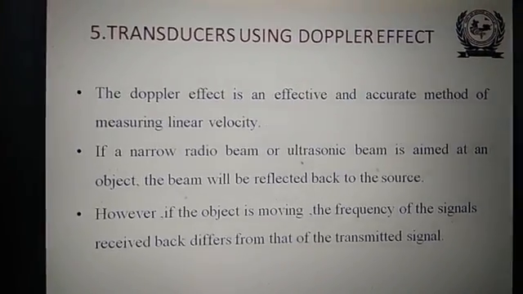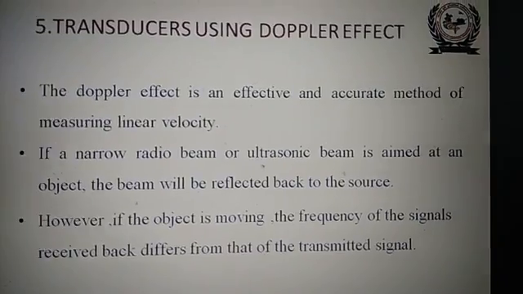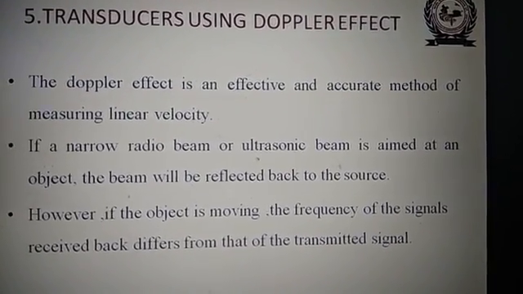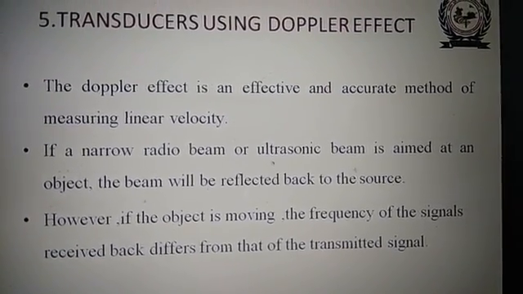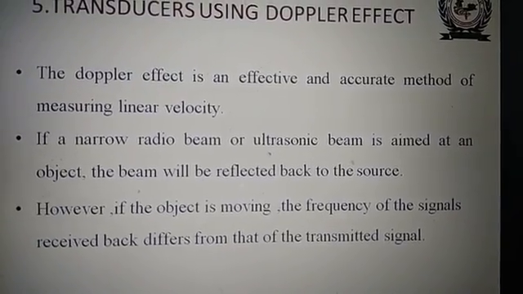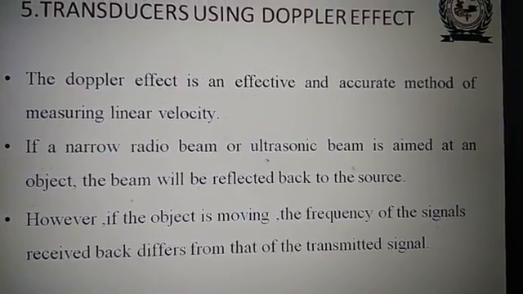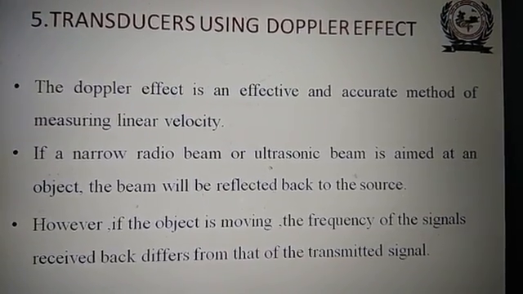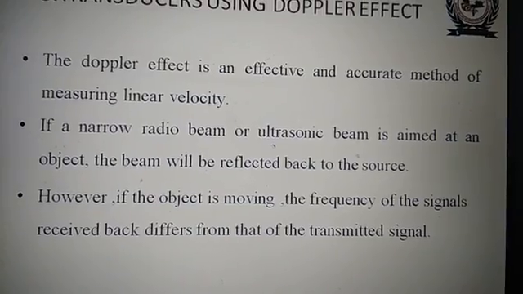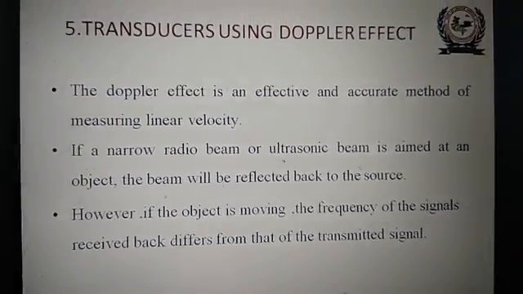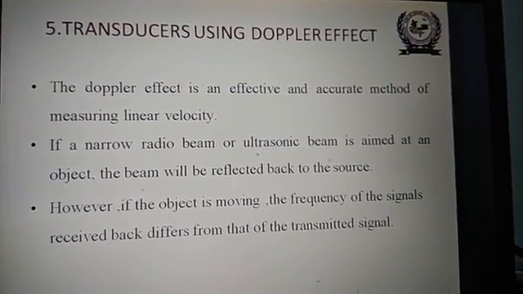The fifth one used for this measurement is the transducer using Doppler effect. You might have heard what is Doppler effect. The Doppler effect is an effective and accurate method of measuring linear velocity. If a narrow radio beam or ultrasonic beam is aimed at an object, the beam will be reflected back to the source. However, if the object is moving, the frequency of the signals received back differs from that of the transmitted signal. So what will happen in this Doppler effect principle?